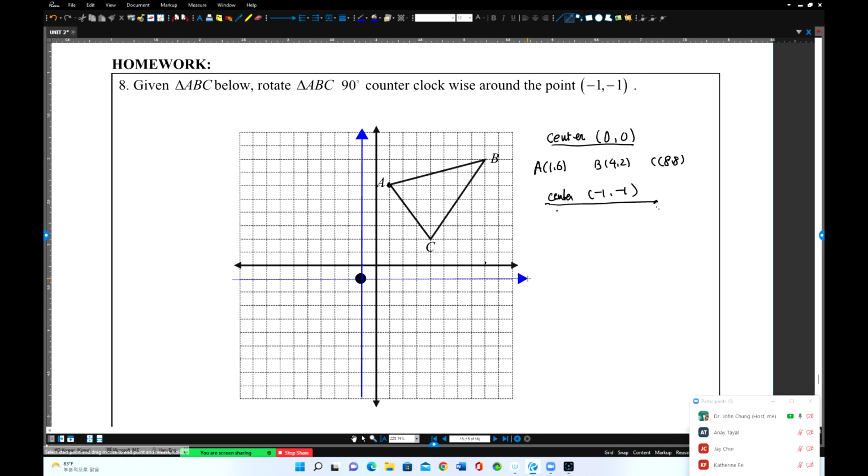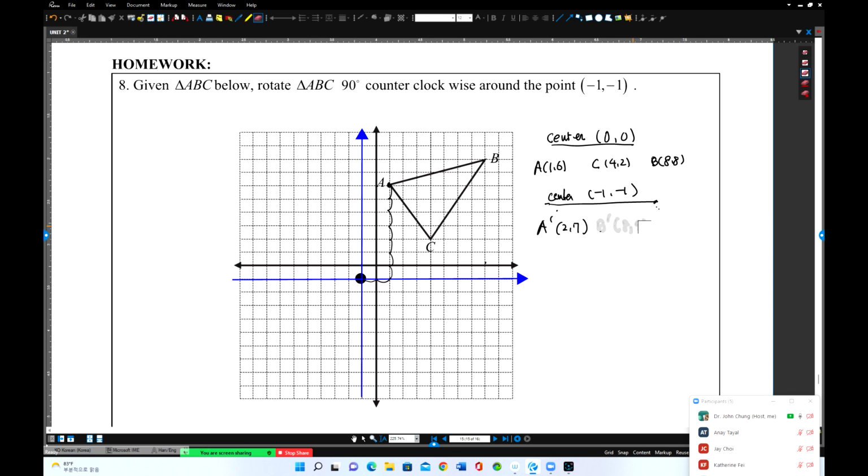This is the new center. You can count, okay? It's the coordinate. See what? 2 right. 1, 2, 3, 4, 5, 6, 7. B prime: 8 to the right and 9 up. This is C, I'm sorry. This is B, this is C.